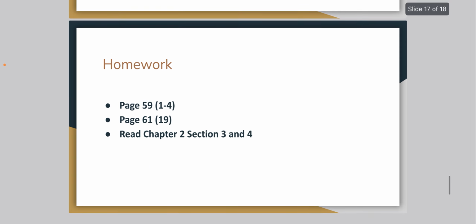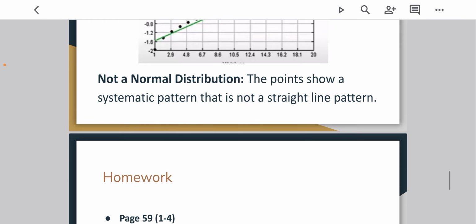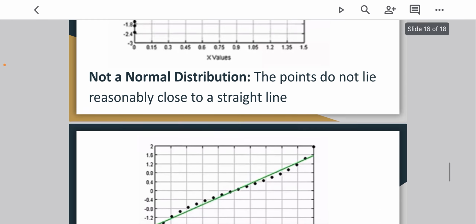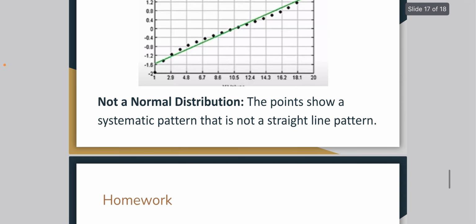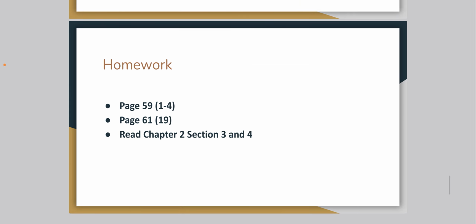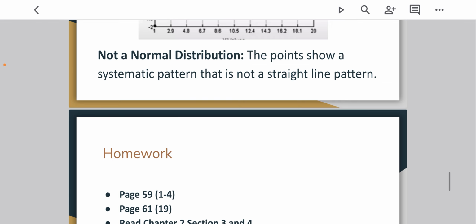So for your homework, you read chapter 2, sections 3 and 4. I would go at this point and make sure you've read almost all of chapter 2. And we will follow up with graphs that enlighten and deceive next class.